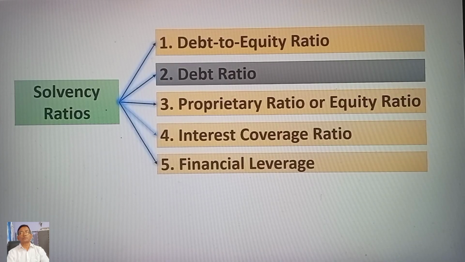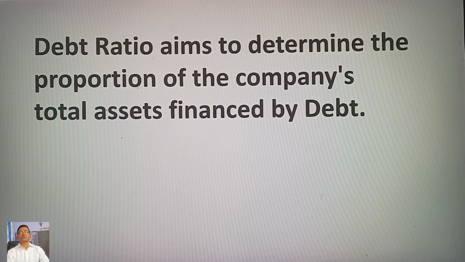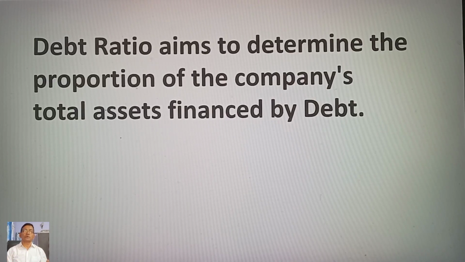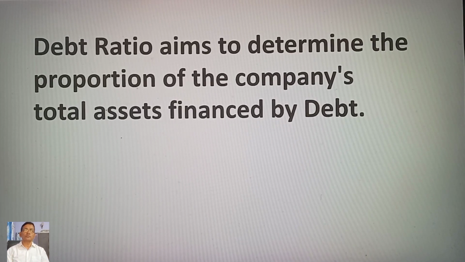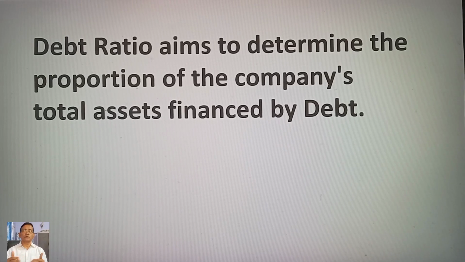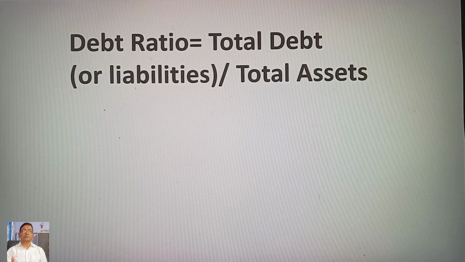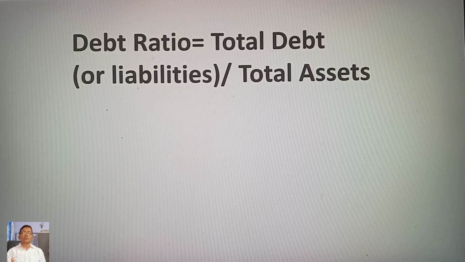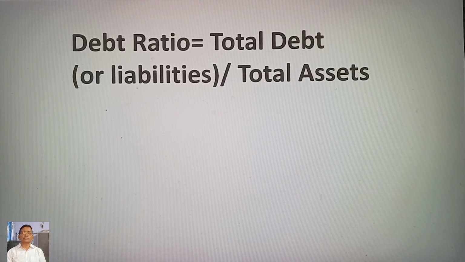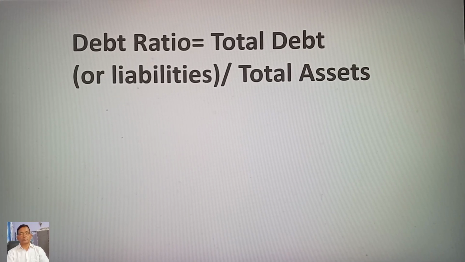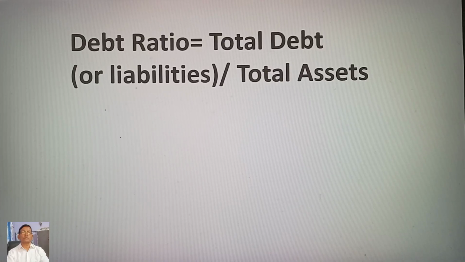Second, debt ratio. Debt ratio aims to determine the proportion of the company's total assets financed by debt. Total assets include both current assets and non-current assets. So, debt ratio is equal to total debt or liabilities divided by total assets. In other words, the debt ratio evaluates the proportion of the company's assets that are financed through total liabilities.